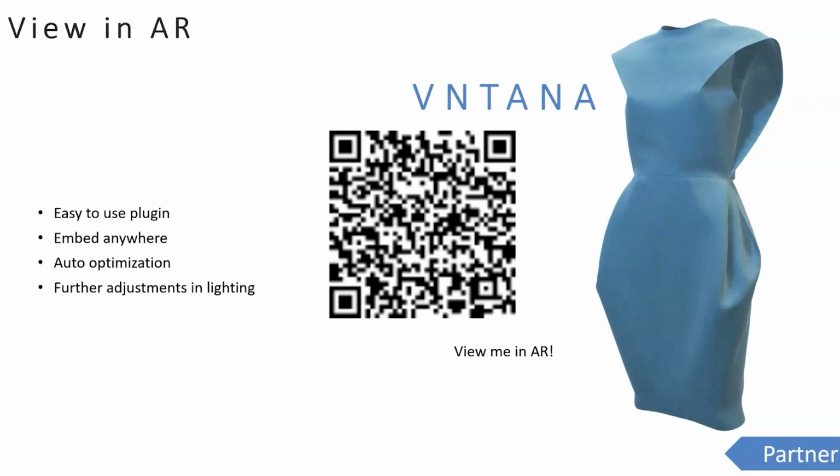This is another partner called Ventana. What they provide is a plugin from VStitcher. It's pretty easy to use. You basically just export your garment through the plugin, and it uploads it to their platform and gives you a QR code, which then you can use to view the garment in real life in an AR mode. It's pretty easy. You can even include colorways now with that.